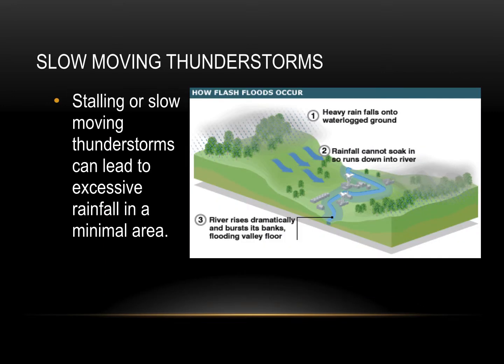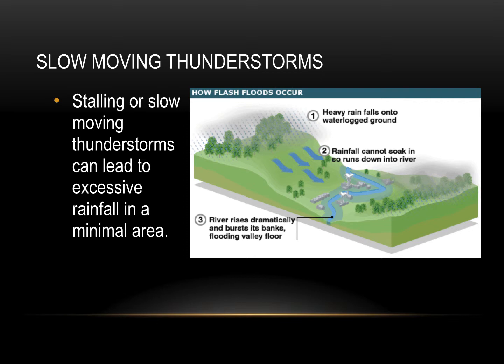Flash floods are often a result of thunderstorms that stall or move very slowly. Thunderstorms like this create very heavy rainfall over a relatively small area in a short period of time. These thunderstorms typically develop from tropical moist air and produce heavy rain that leads to extensive flooding.